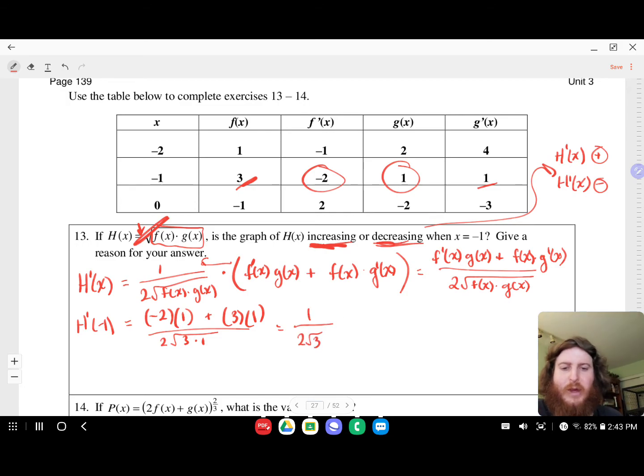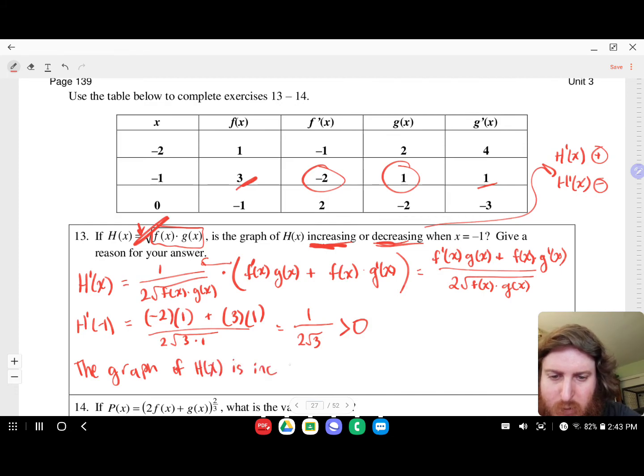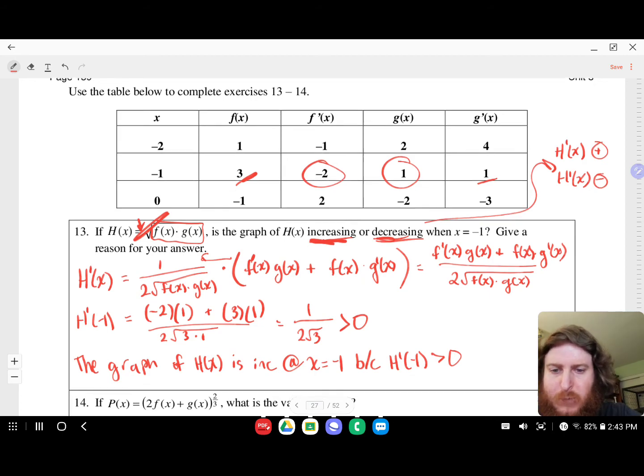Now, I don't care what that number is. I don't care to rationalize it. I don't care anything. All I care about is, was this increasing or decreasing? So we found the slope, and 1 over 2 square root of 3 is a positive number. There's no negatives there. So we're going to say that's greater than 0. So we can say the graph, if you want to add a therefore, you can. But the graph of h of x is increasing, that's the what, at x equals negative 1, that's the where, because h prime of negative 1 is greater than 0, that's our why. So what, where, and why, if we have all three of those, we're going to get the justification right.